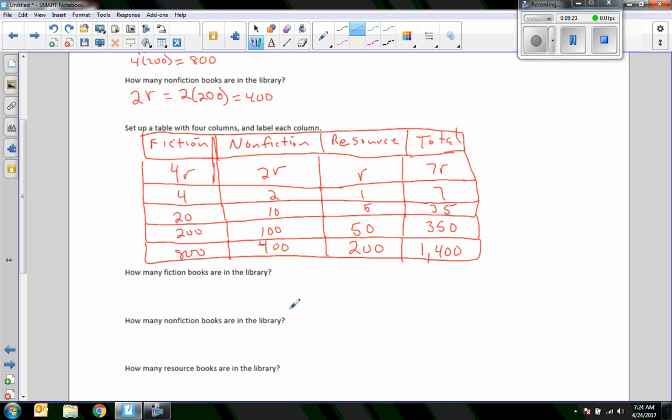So then it says how many fiction books are in the library. Fiction is right here. How many fiction books are in the library? That would be 800. How many nonfiction? Nonfiction is right here, 400. And resource books, 200.